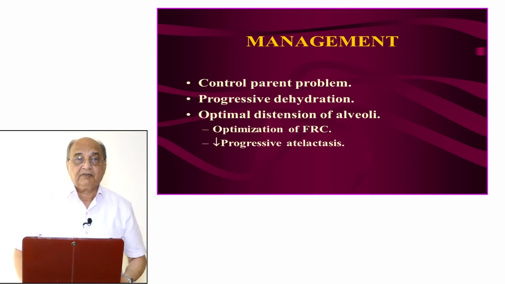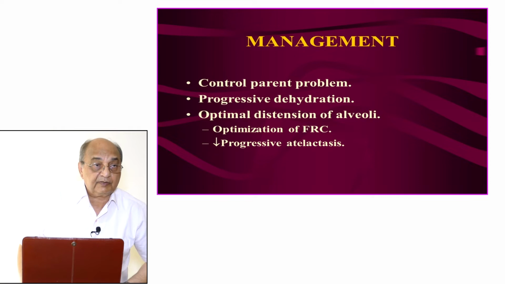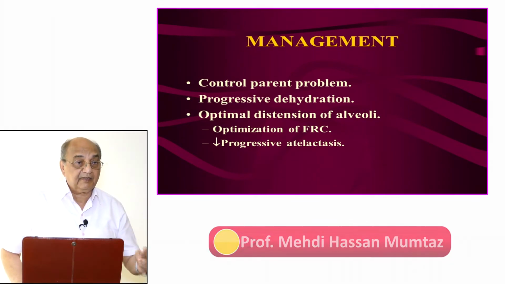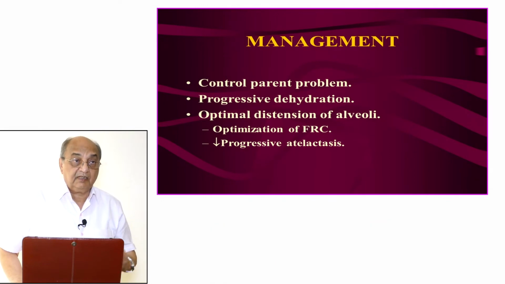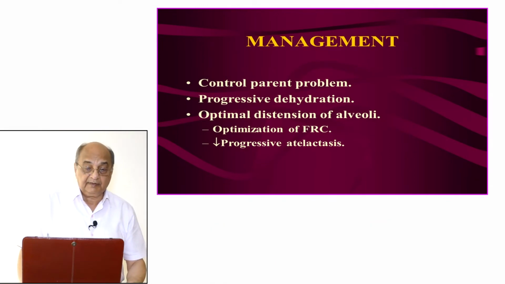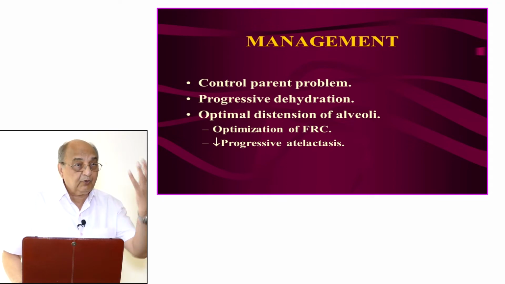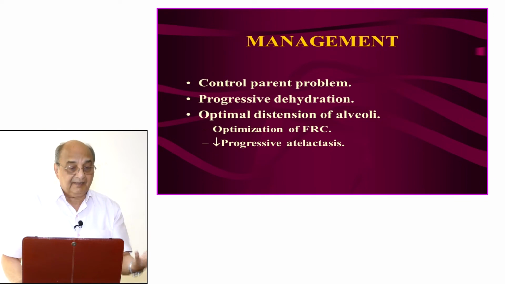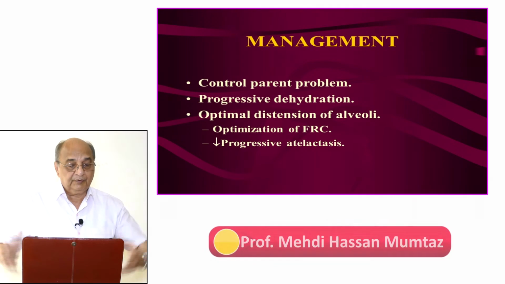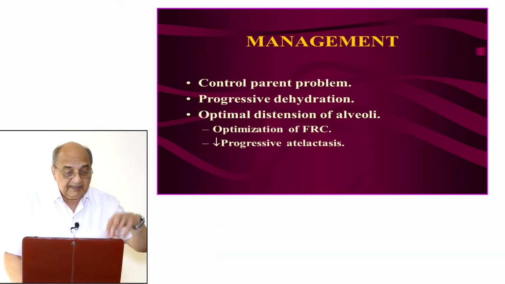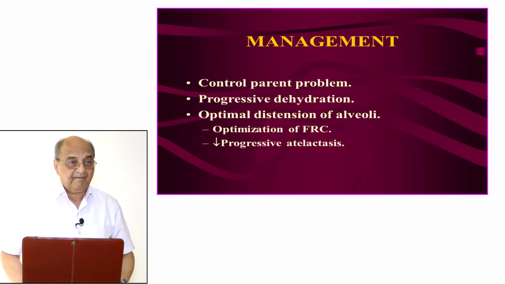There are only 2 strong indications for progressive dehydration. One is ARDS, the other is eclampsia, pre-eclampsia. There also we do progressive dehydration. Then optimize the distension of the alveoli. Keep the alveoli open. If the person is in ARDS, optimize the distension of alveoli. How can we do it? Number 1, optimize the functional residual capacity. Number 2, decrease the progressive atelectasis by choosing different modes of ventilation.